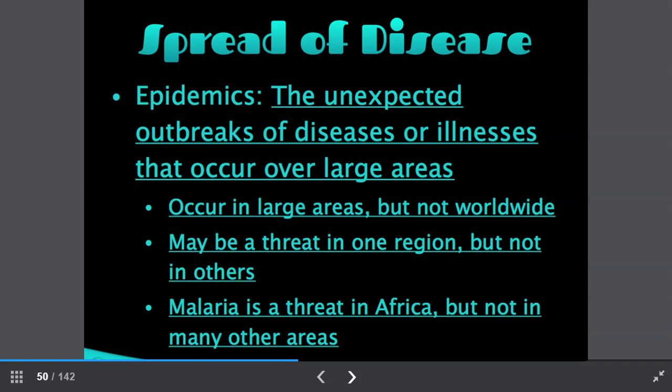First of all, epidemics, the unexpected outbreaks of diseases or illnesses that occur over large areas. These occur in large areas, but not worldwide. They may be a threat in one region, but not in others. Malaria is a threat in Africa, but not in many other areas. So it is considered an epidemic, not a pandemic.